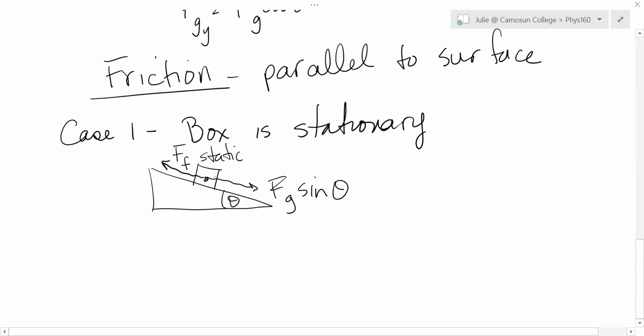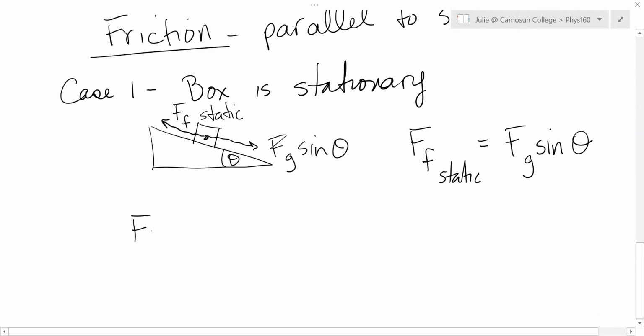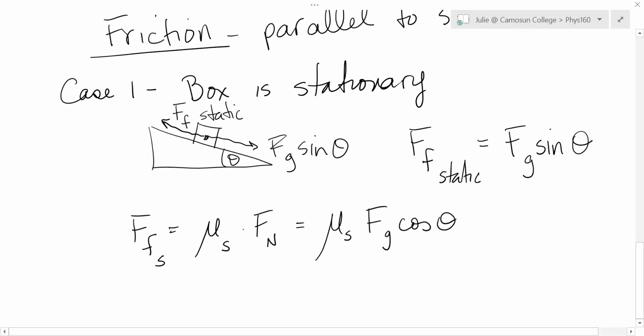Now, how would we figure out what that is? If it's just sitting there, these two forces balance. So the force of static friction must exactly equal the force of gravity sine theta. Okay, that's if it's stationary. Now, remember also that friction forces, static friction, are calculated using the coefficient of static friction times the normal force. And because it's on an incline, the normal force, which we just wrote a minute ago, is Fg cosine theta. And so that is how you get the force of friction. It's mu s Fg cosine theta.